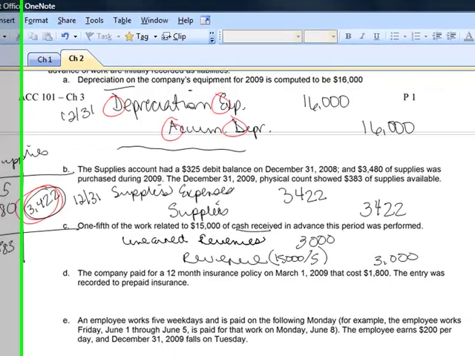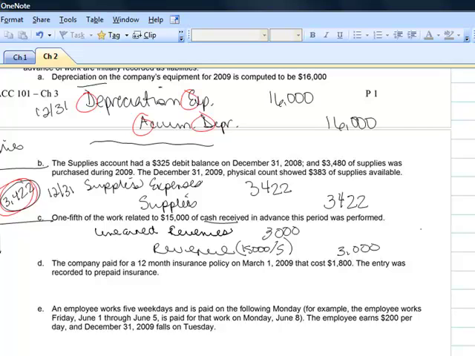Okay, so all I want to do is decrease how much is in that liability account. My unearned started with $15,000. I just decreased it by $3,000. That means I still owe $12,000 in services. Okay, hopefully that's not confusing you. I'm just giving you a little extra analysis there.